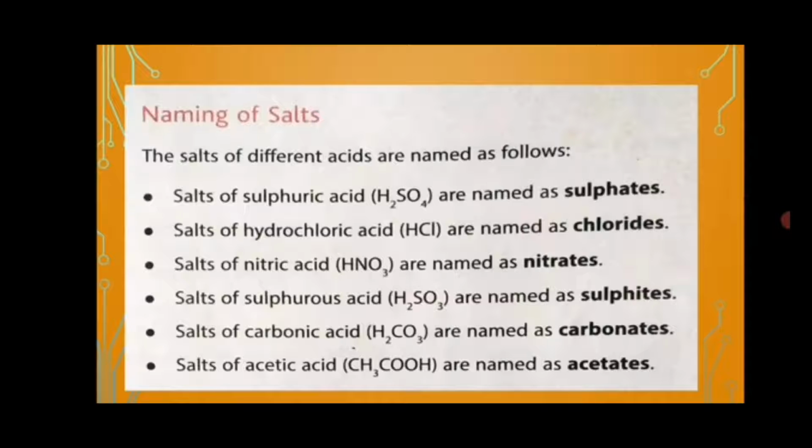Now let's discuss the naming of salts. It means how you write the name of the salt, how you call it. The salts of different acids are named as follows. Salts of sulfuric acid, H2SO4, are named as sulfates. Salts of hydrochloric acid, HCl, are named as chlorides. Salts of nitric acid, HNO3, are named as nitrates.